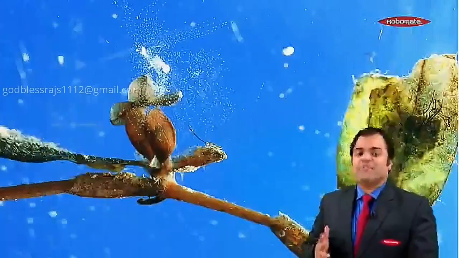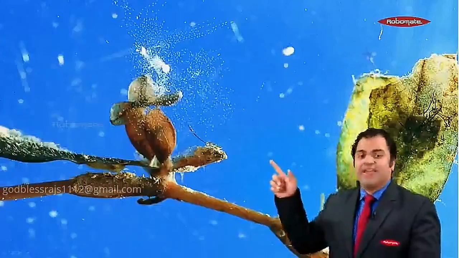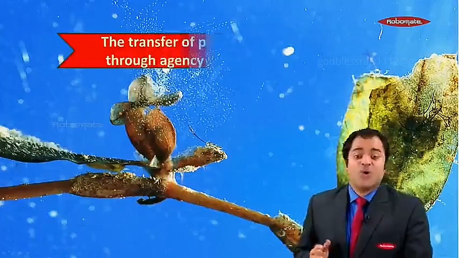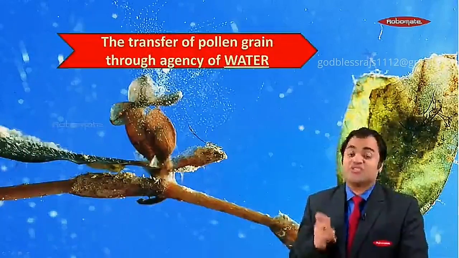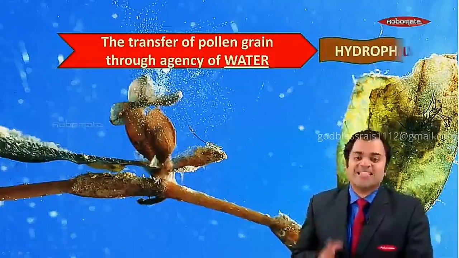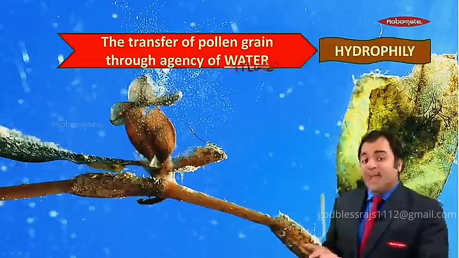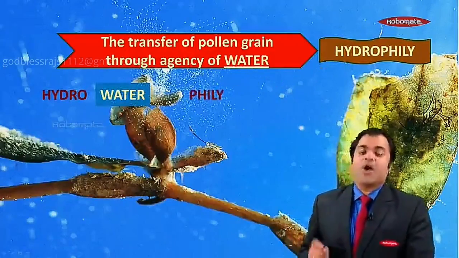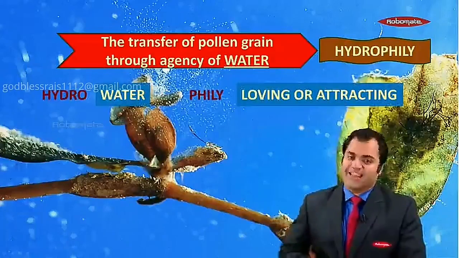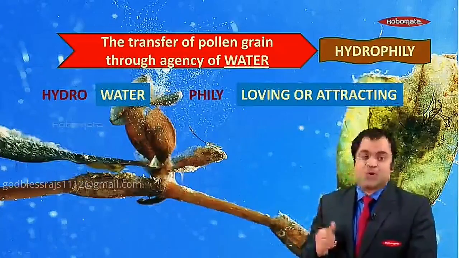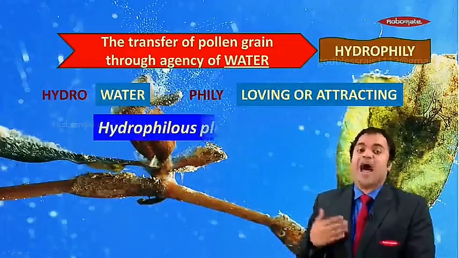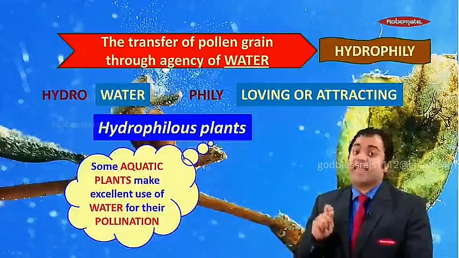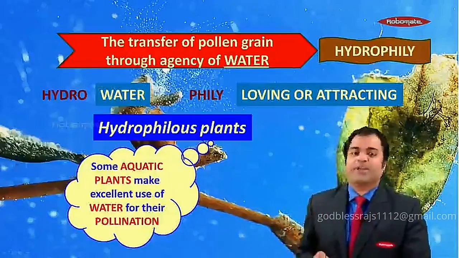Now what you see behind me is a beautiful image, and what you see up there is a burst of pollen, this time in water, right? So the transfer of pollen grain through agency of water is also called hydrophily. The word hydro we obviously know means water, and the word phily we now know also means attracting or loving. And of course the plants that show hydrophily are called hydrophilous plants. Yes? Now remember, some aquatic plants make excellent use of water for their pollination, right?